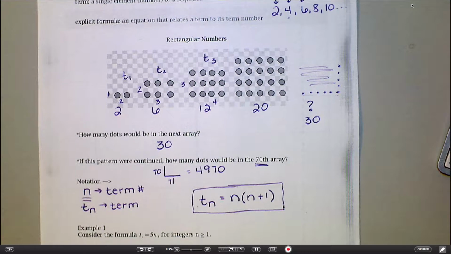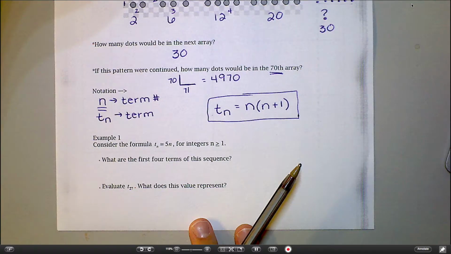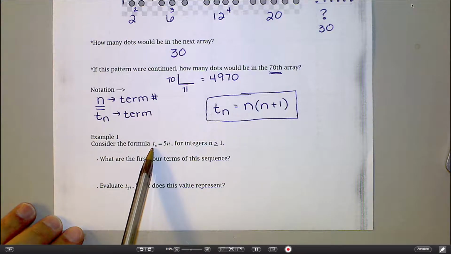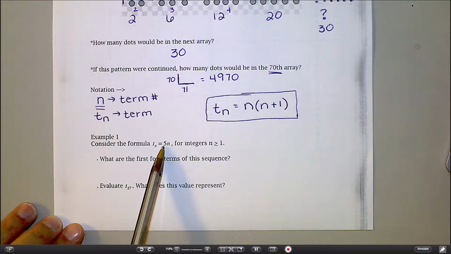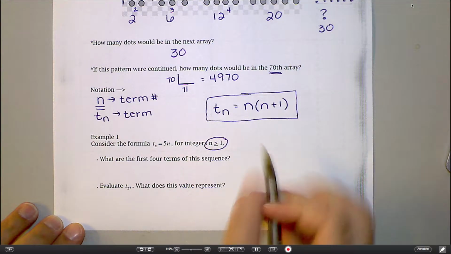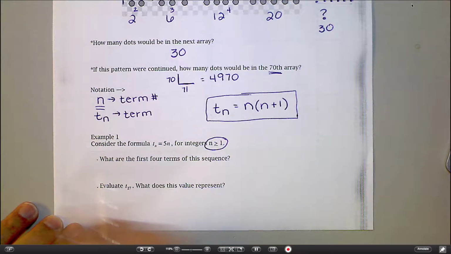Okay, so let's do a quick example. It says, consider the formula T sub n equals 5 times n. And there's that notation. So to get to a particular term, you take the term number and multiply by 5. That's what this is saying. Okay? And this piece, n is greater than or equal to 1, is just saying that's where your terms start. Your first term is going to be term 1, and then you're going to go up from there.